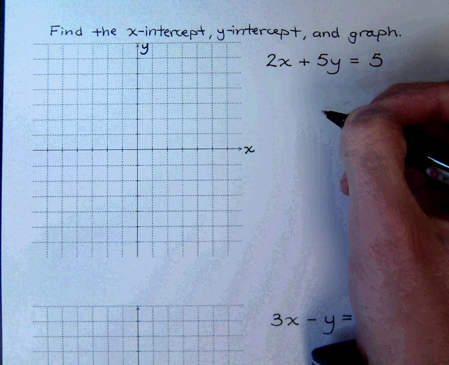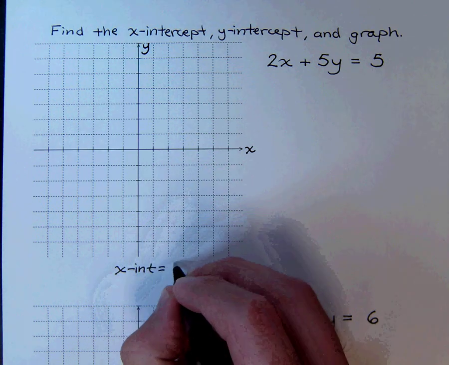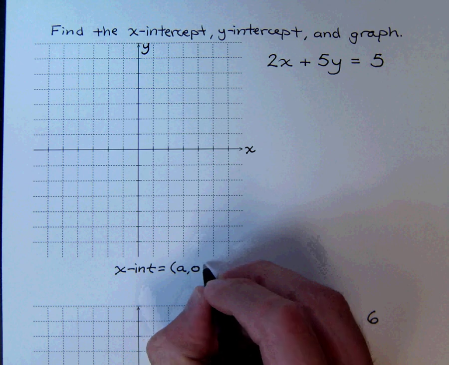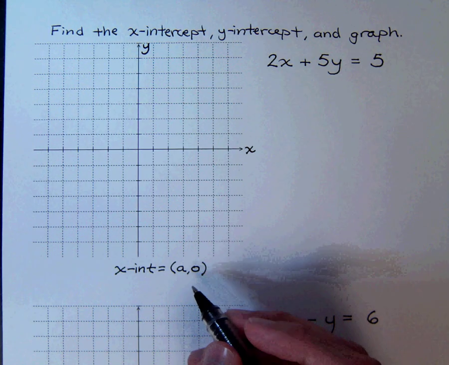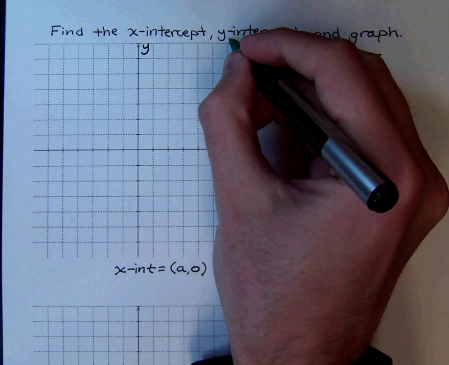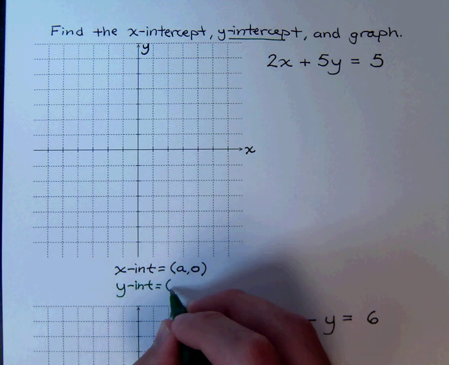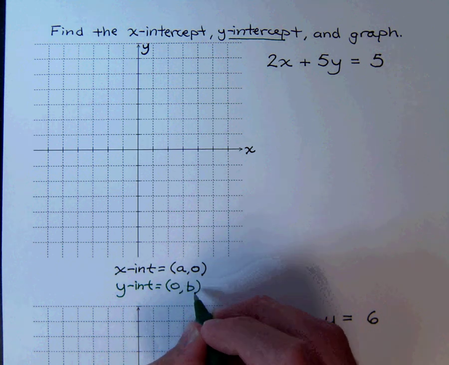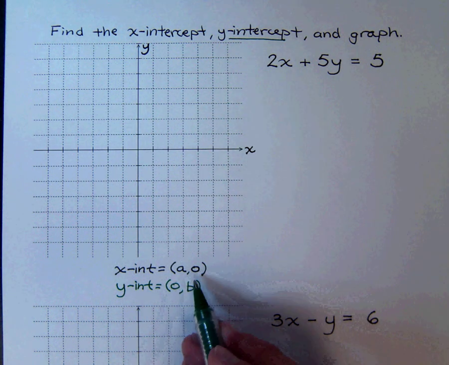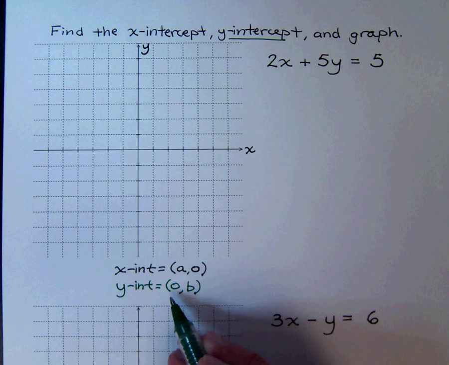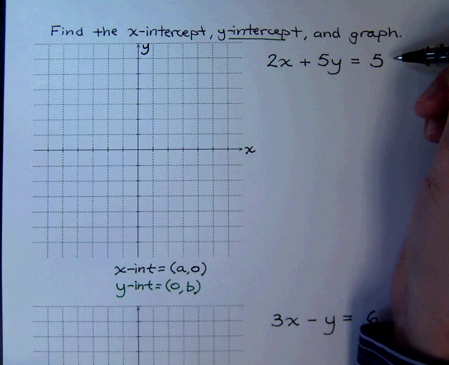Something to keep in mind is that every x-intercept is of the form (a, 0). That means that every x-intercept has a y-coordinate that's 0. The y-intercept will always be of the form (0, b). So every y-intercept has an x-coordinate of 0. Since we know which coordinates are 0 to begin with, finding the x and the y-intercepts is pretty simple. So let's start here with this first example, and let's find the x-intercept.